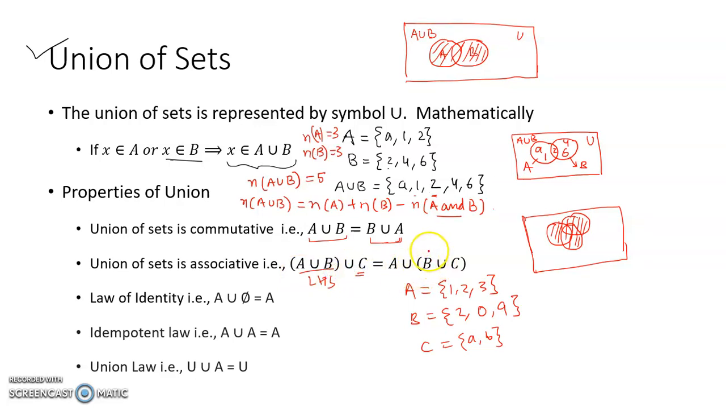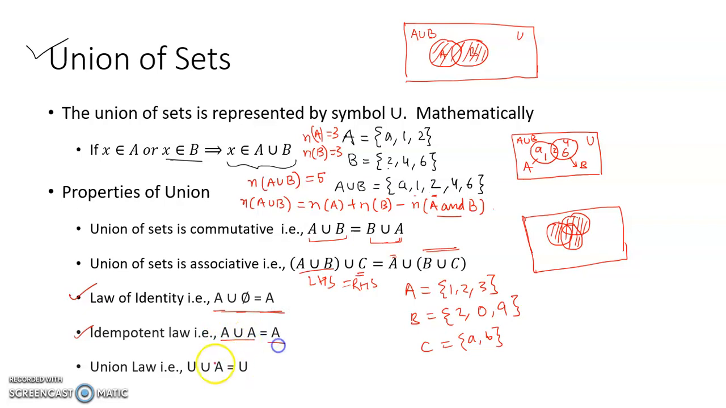Same way, you calculate the right hand side, where you can calculate B union C and operate the result with A. You're going to find LHS is equal to RHS, and the proof can be seen. The other property is the law of identity. A union null set becomes A. So you just need to remember these things, and the proofs are very easy.